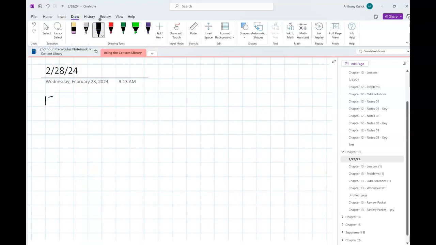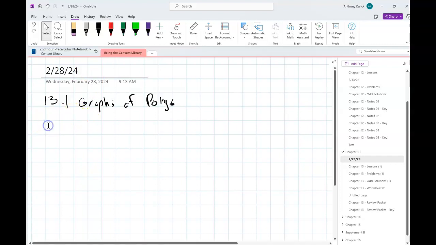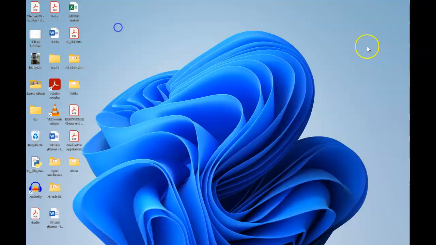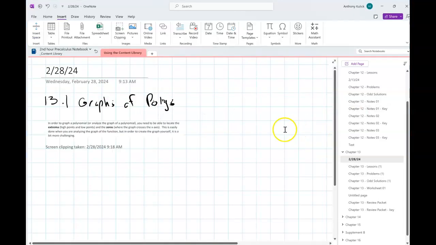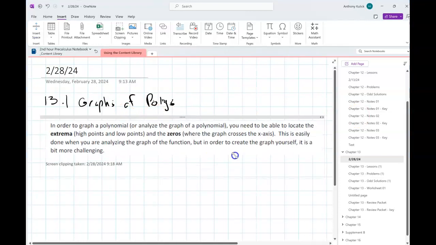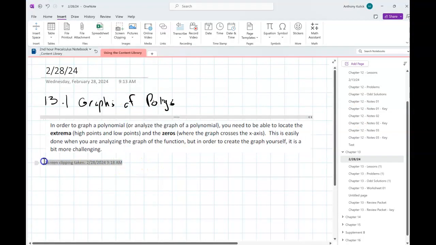Today, chapter 13, we're going to continue talking about polynomials. They are pretty great, right? So we're going to start by talking about graphs of polynomials. In particular, we're going to talk about finding two key features: the extrema, that's the relative high and low points for our function, and the zeros, that's where the graph crosses the x-axis.